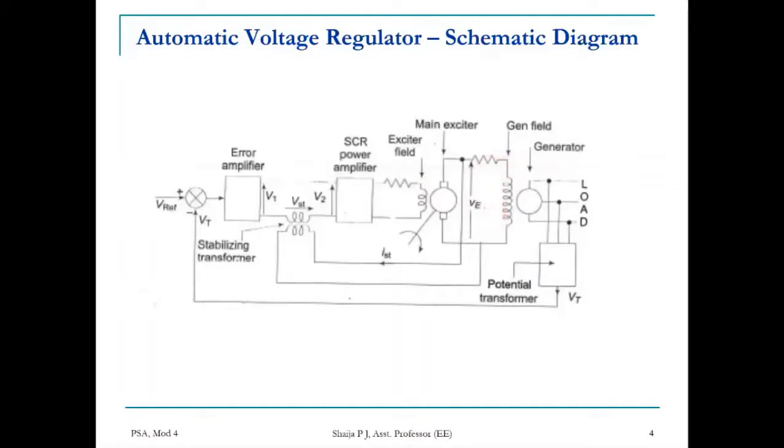So if there is an increase in the reactive power load of the generator, it is accompanied by a drop in the terminal voltage magnitude. This voltage magnitude is sensed by a potential transformer. This is being rectified and compared to the DC set point potential, and the amplified error signal controls the exciter field and increases the exciter terminal voltage.